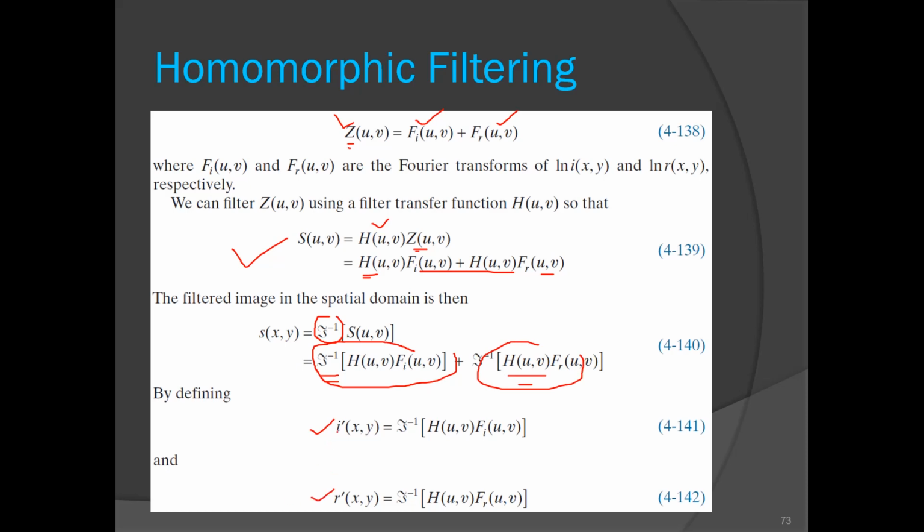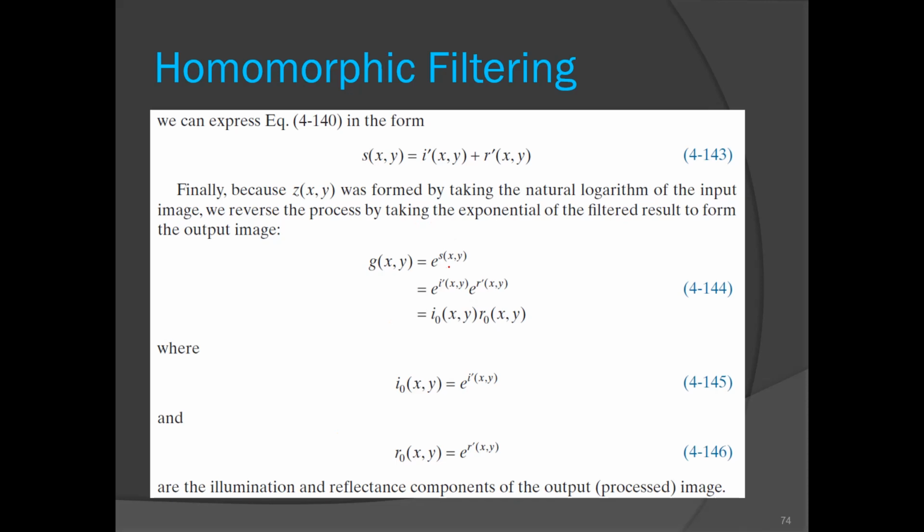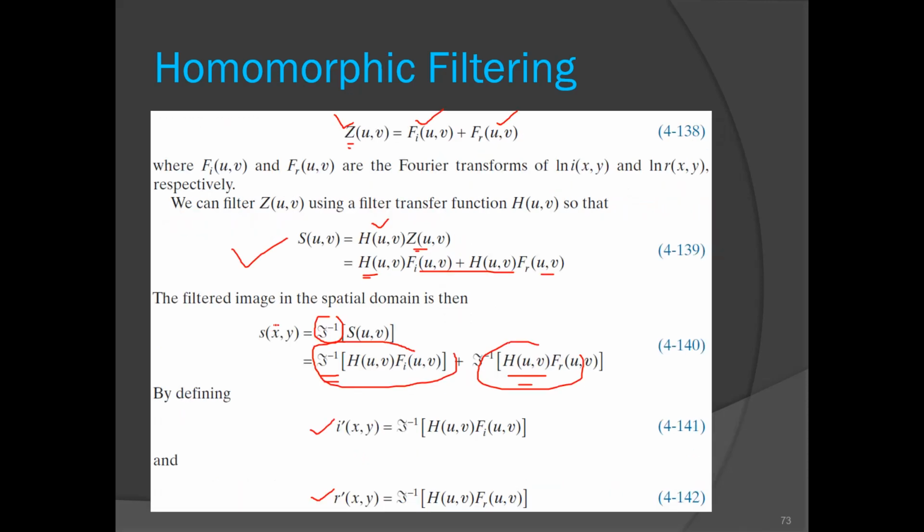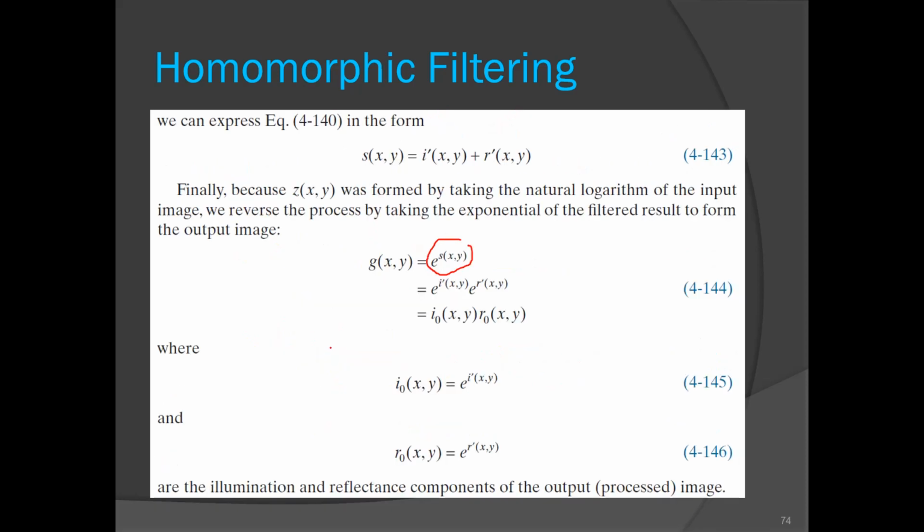And we have to do the exponentiation now. So exponentiation of s of xy. S of xy is this one, after the inverse. Then r dash. Then I dash was achieved after taking a log. So log will cancel out, and we'll get this term. So these are the illumination and reflectance components of the processed image. So this is our equation.